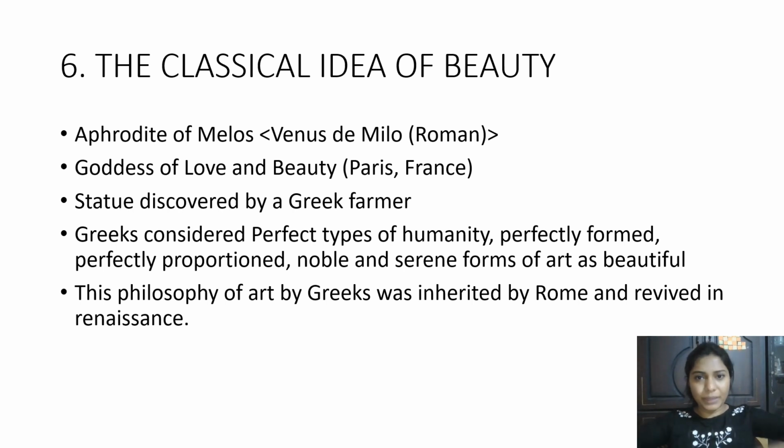All his rib linings, he doesn't have six packs, I suppose, his shoulders, his nose, his eyes, everything has been presented in a proportioned manner, with proper measurements, and it looks serene. It doesn't look ugly. It looks beautiful. It's a beautiful sculpture. So according to the Greeks, artworks must be perfect in order to be called beautiful, and this is the classical idea of beauty. This philosophy of art by the Greeks was inherited even by the Romans, and it was revived in the Renaissance.